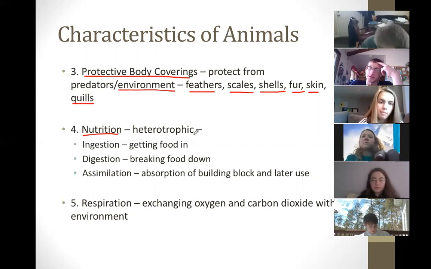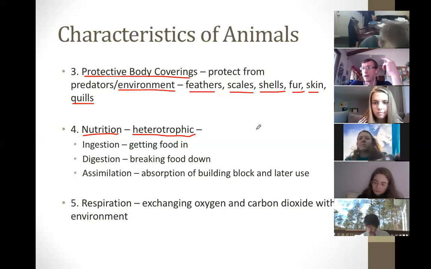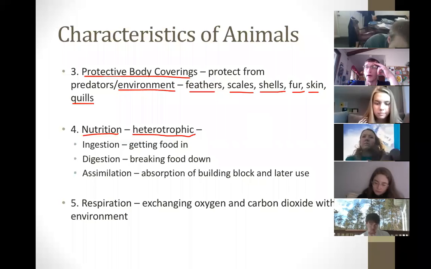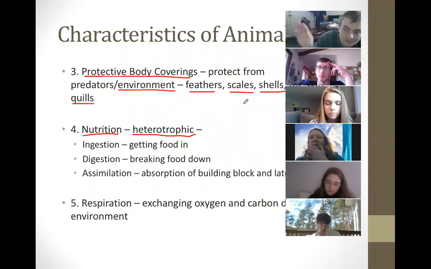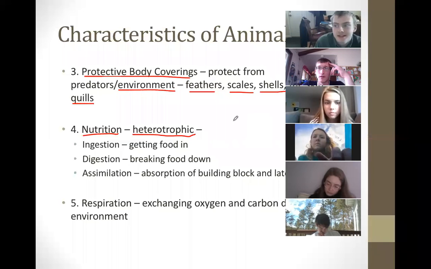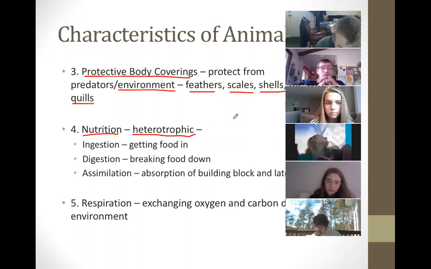Fourth thing an animal needs is some sort of nutrition. All the animals we're talking about are heterotrophic, which means what? What's heterotroph? Don, what's it mean? They eat other animals to get their food. Exactly. Other animals, other plants, fungi, whatever, doesn't matter, but they got to eat something. Those animals cannot feed themselves. They're not autotrophs. They're not photosynthetic. So there's basically three parts in nutrition.